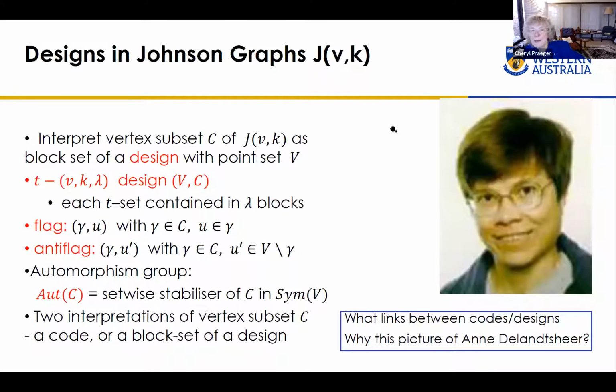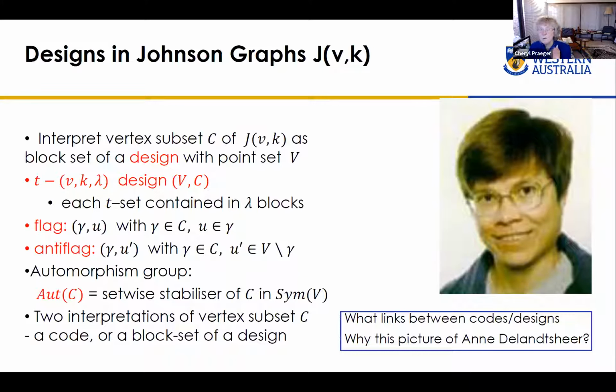Let's swap over now to designs and tell you the story there. I'll get back to codes in a bit. Okay, so we've got Johnson graphs. The vertices are k-sets. We might just as well interpret a subset of vertices as a set of blocks of a design and think of the base set V as being the points of the design, and the k-sets in my subset C being the blocks of the design.